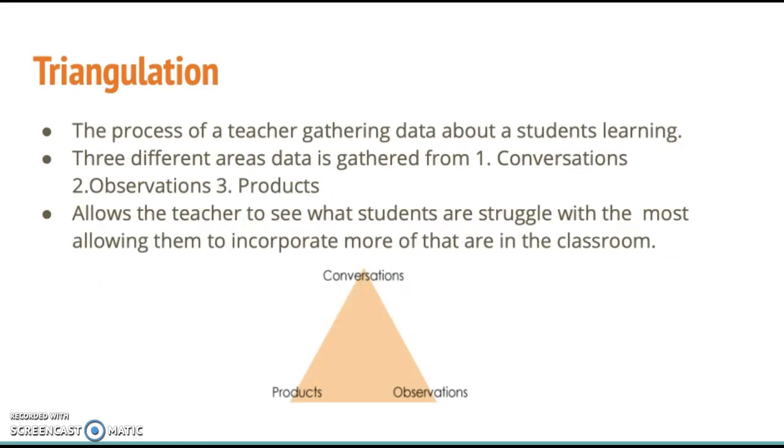Now moving on to triangulation. Triangulation is the process of a teacher gathering data about a student's learning. There are 3 different areas to gather data from: 1, conversations, 2, observations, and 3, products. The purpose of triangulation is that it allows the teacher to see what students are struggling with the most, allowing them to incorporate more of that in their classroom.